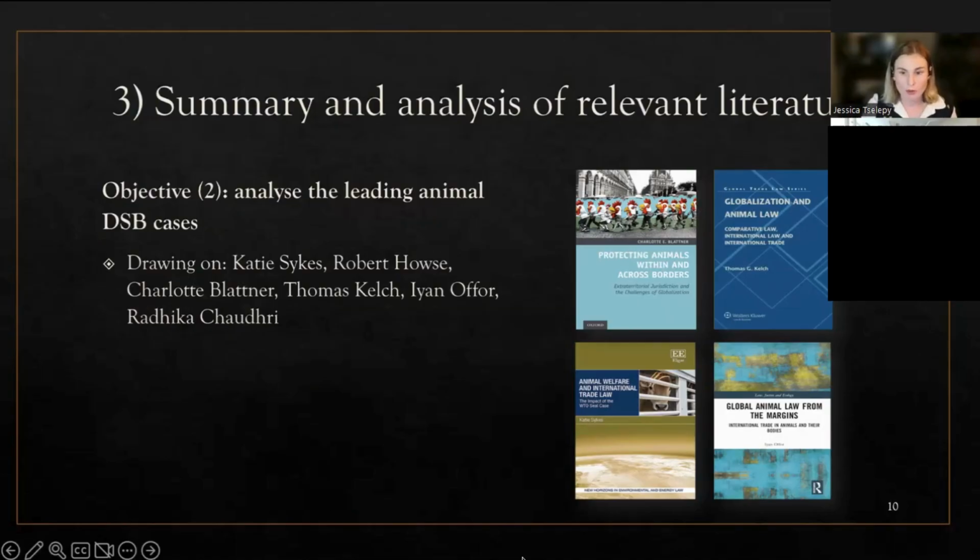Okay. So a further example is my agreement with Sykes and Halsey's generally optimistic conclusions on the EC Seal Products case. For instance, Sykes writes in Animal Welfare and International Trade Law that, quote, welfare is a recognized and important justificatory basis for legislation affecting trade. And Halsey writes in Globalization and Animal Law that the animal protection law at the heart of EC Seals hopefully portends a brighter future of WTO jurisprudence on animal protection issues.